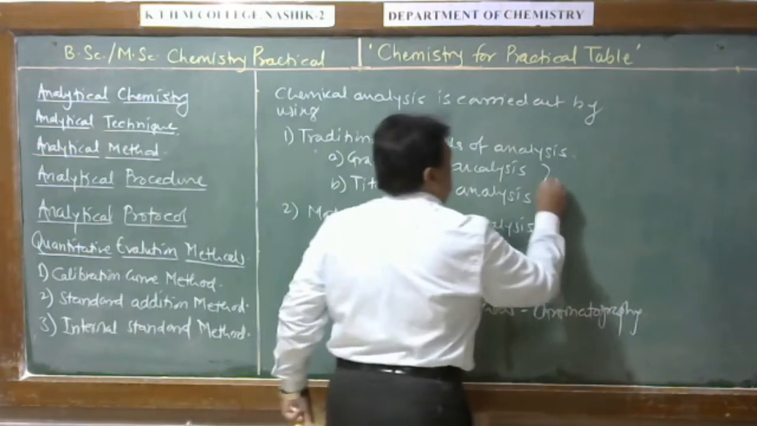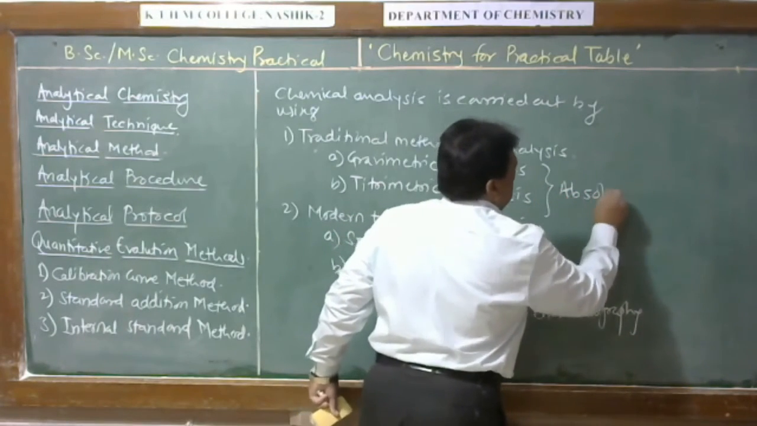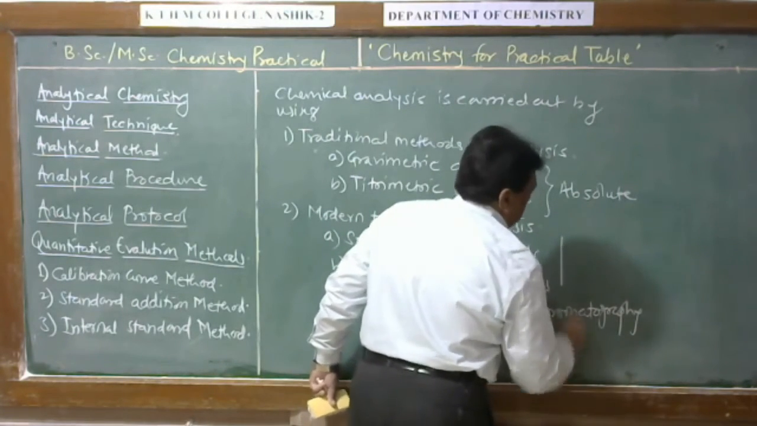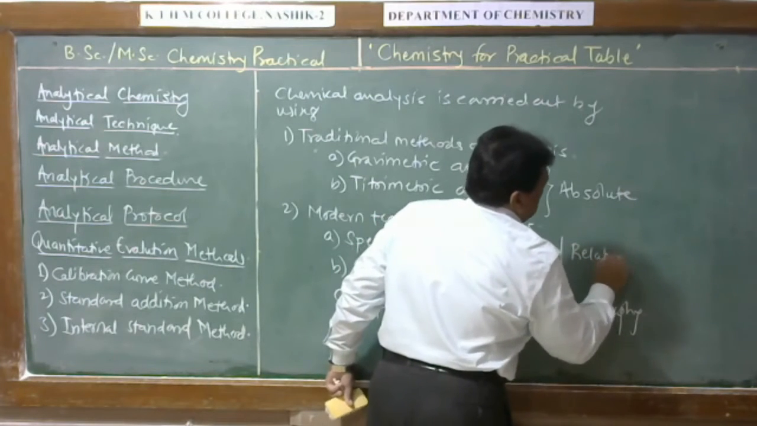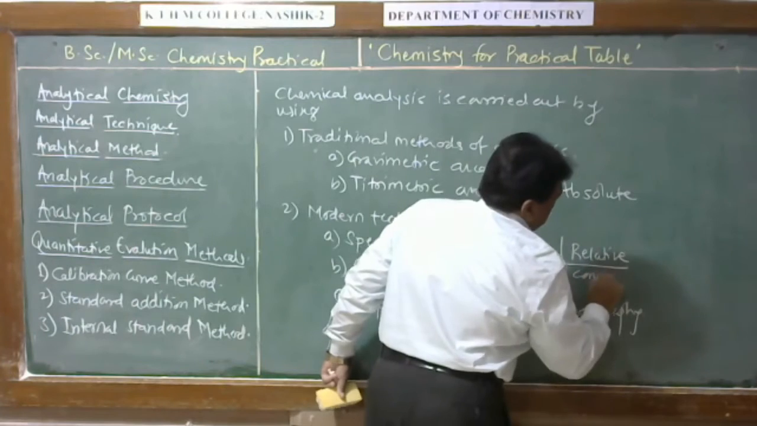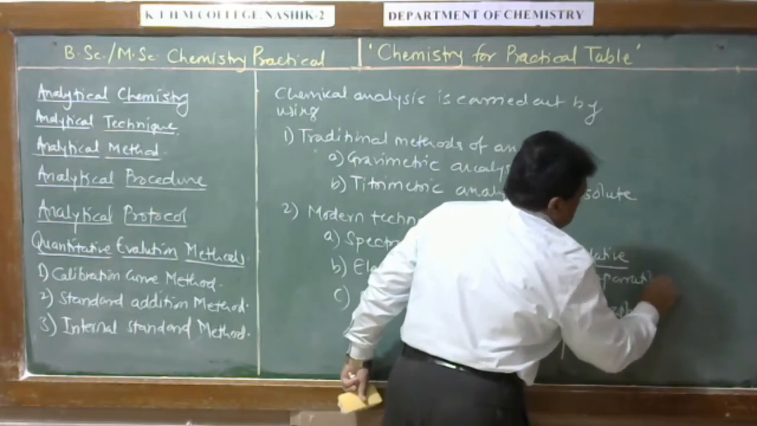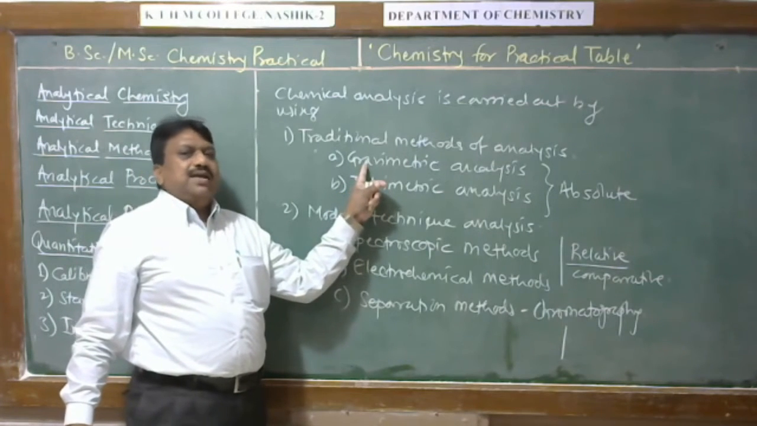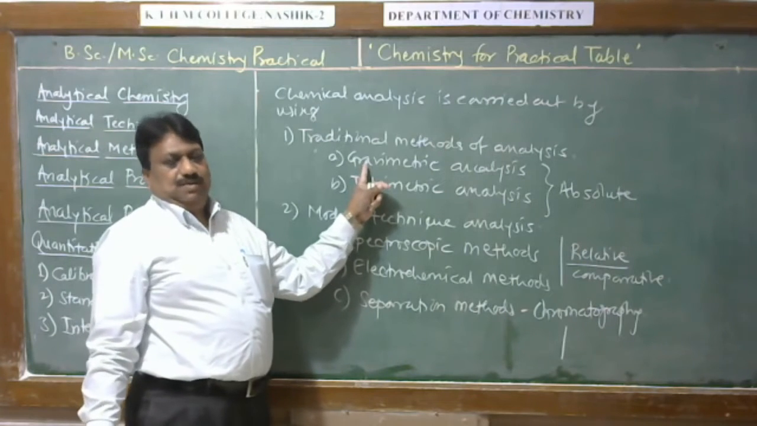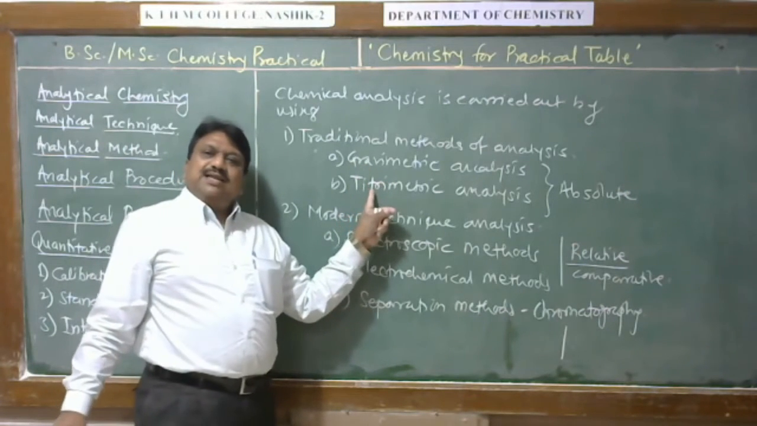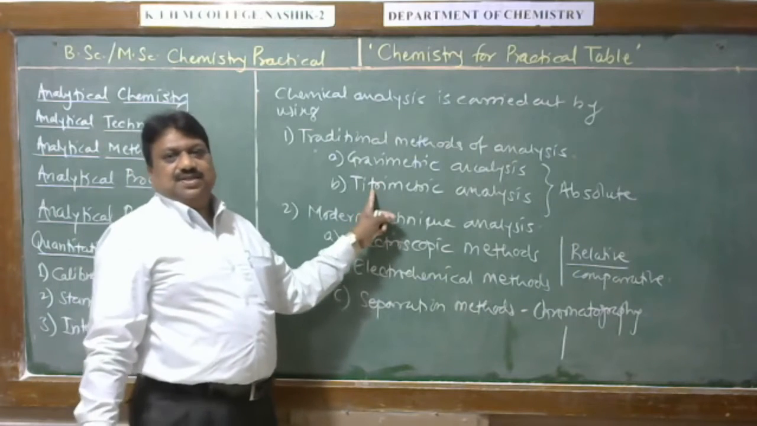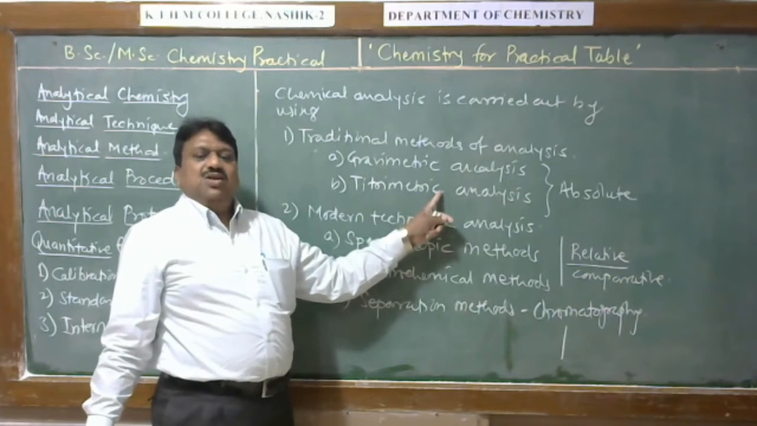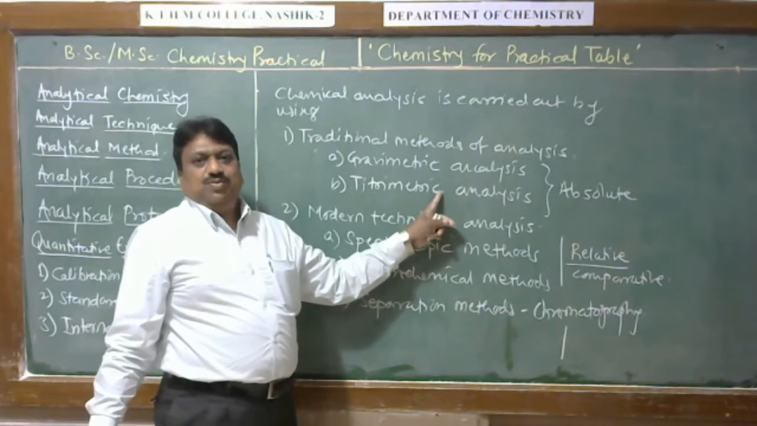Here, the gravimetric and titrimetric methods are the absolute methods of analysis, and these are the relative or comparative methods of analysis. In gravimetric analysis, we can analyze the sample by weighing its specific compound. In titrimetric analysis, we react the sample with another reagent, and the volume and strength of the reagent we can utilize for determination of the composition of the material.